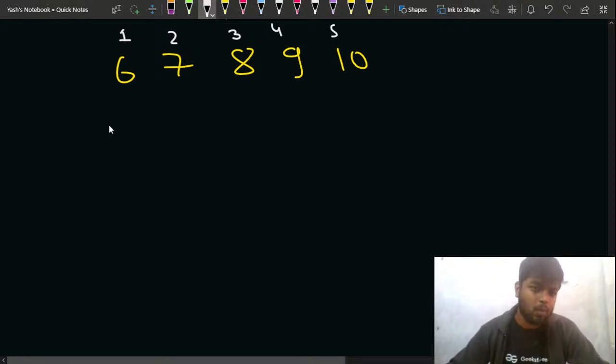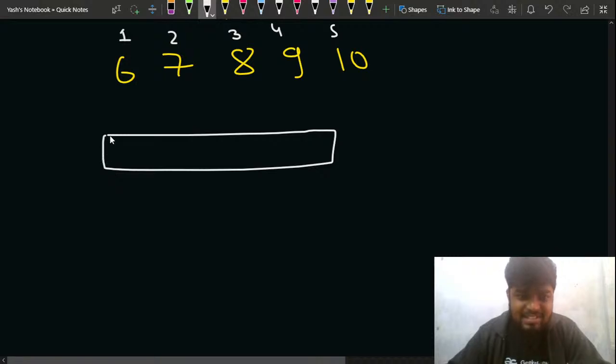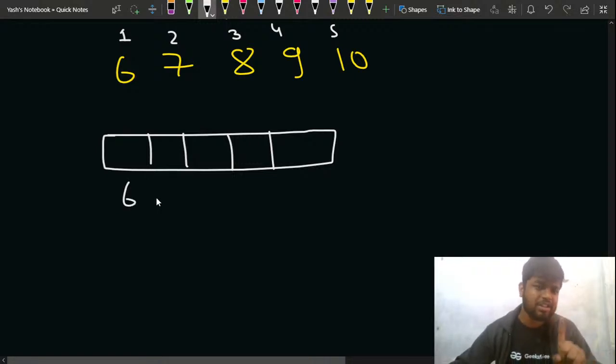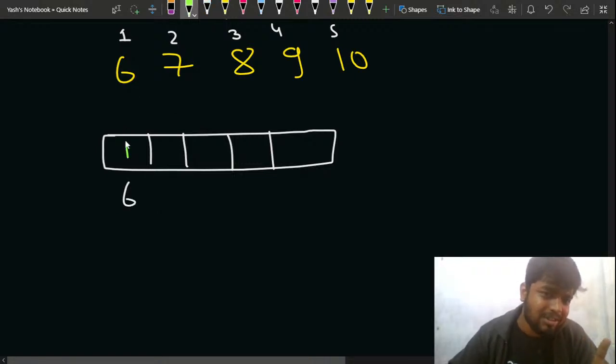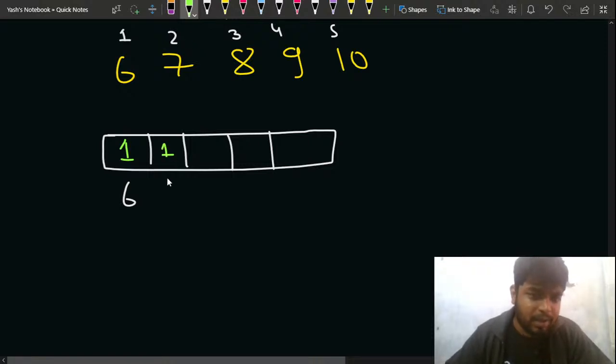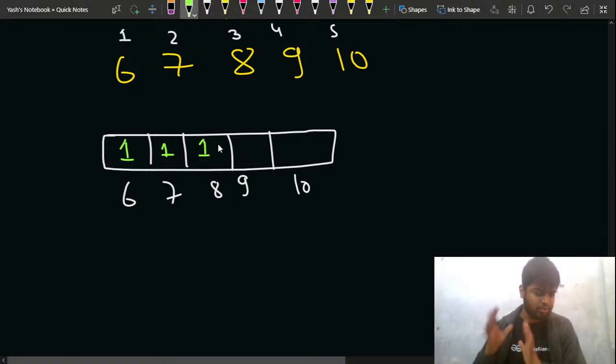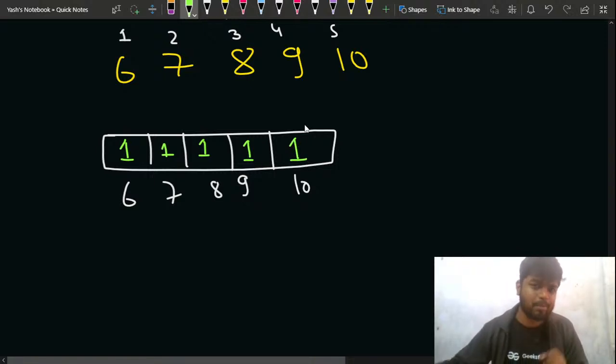So what it says is that at position number 6, I have one chip. At position number 7, only one chip is there, chip number 2. At index number 8, I have only one chip, chip number 3. At position number 9, only one chip, chip number 4. At position number 10, only one chip, chip number 5.